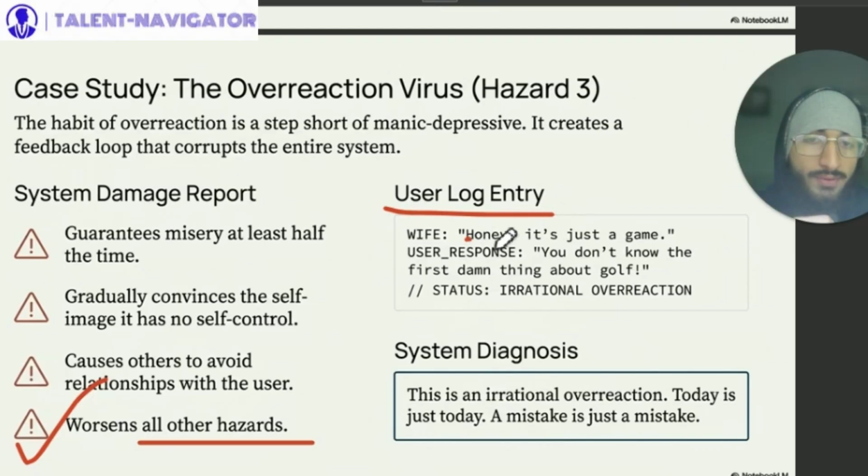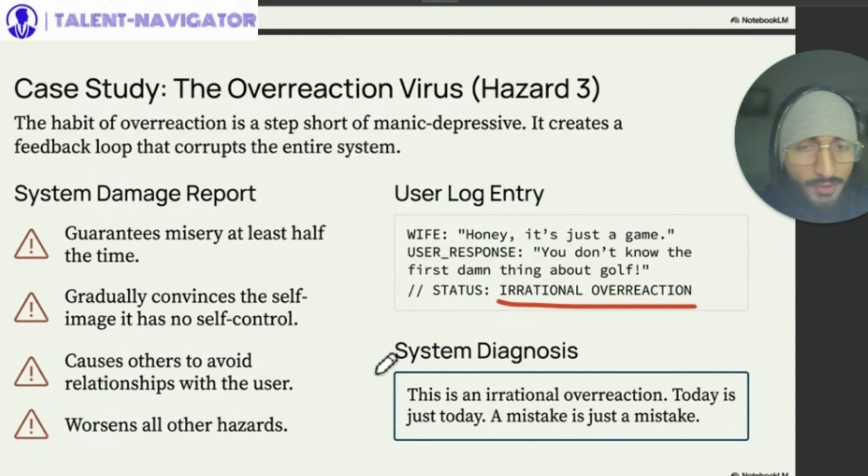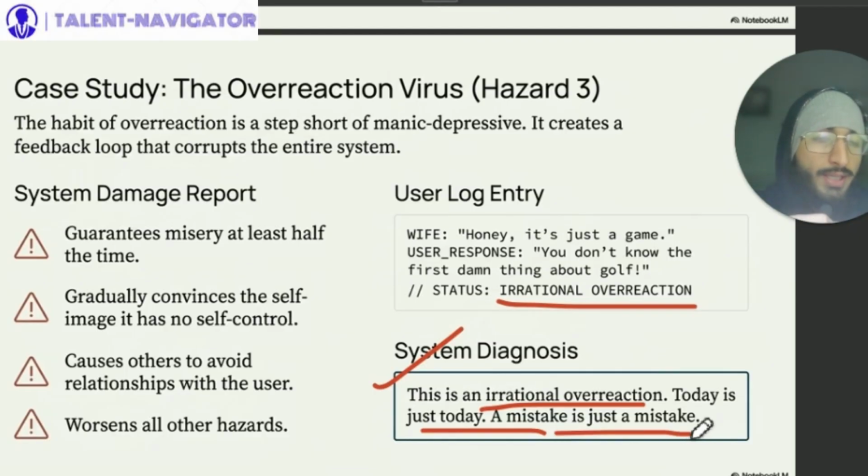User log entry: wife says, "Honey, it's just a game." User response: "You don't know the first damn thing about golf." The status is irrational overreaction. System diagnosis: this is an irrational overreaction. Today is just today. A mistake is just a mistake, and a game is just a game.